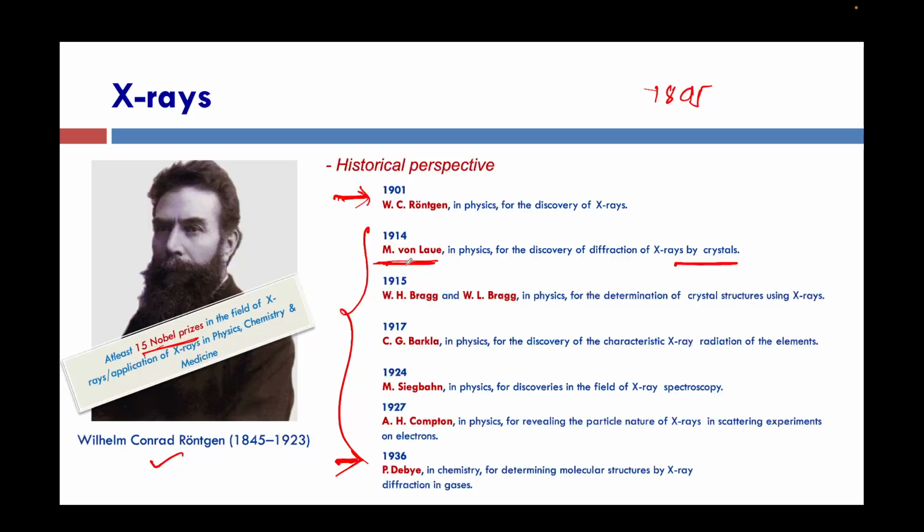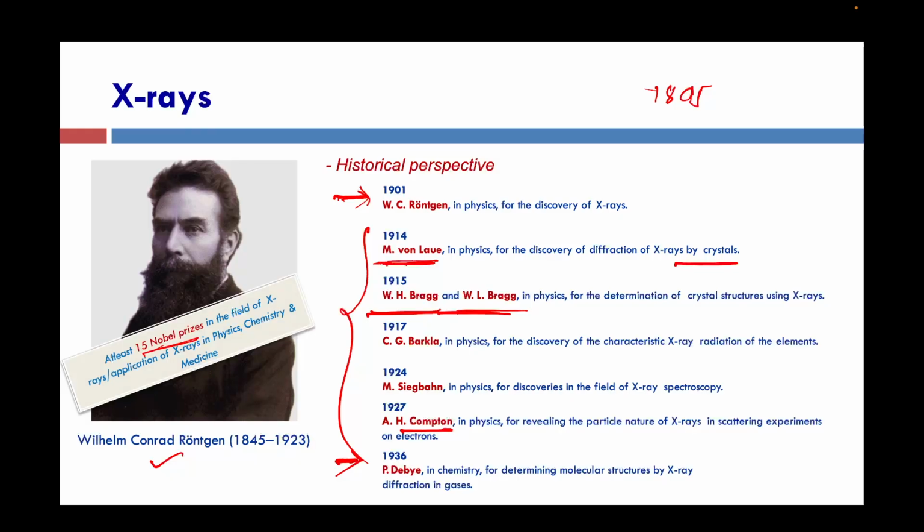Then comes in 1915 William Henry Bragg and William Lawrence Bragg, a father and son duo. Both of them contributed significantly to the determination of crystal structure using X-ray. The famous Bragg's law that we hear about has been named after this father and son duo. And then C.G. Barkla, M. Siegbahn, and Compton. We must have heard about Compton in terms of Compton scattering. He was also a great physicist.